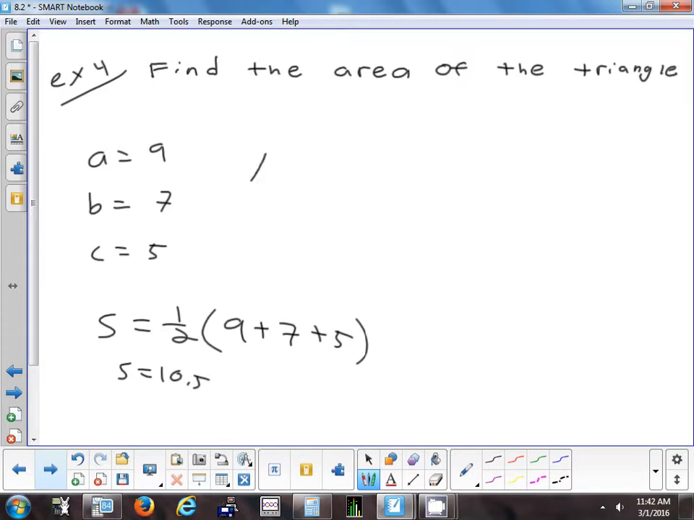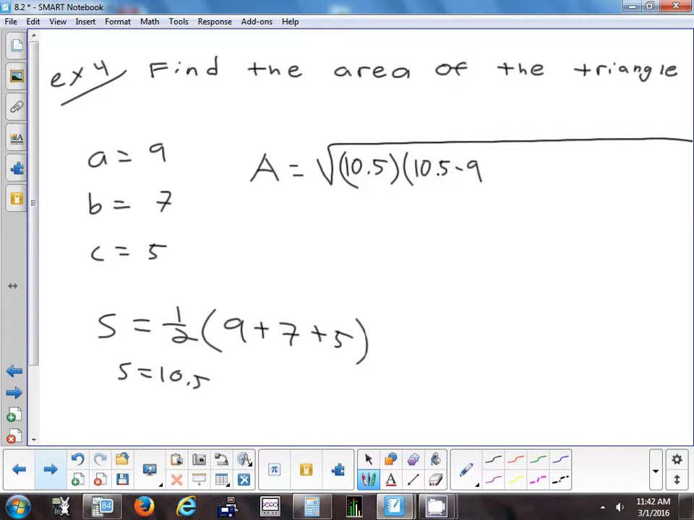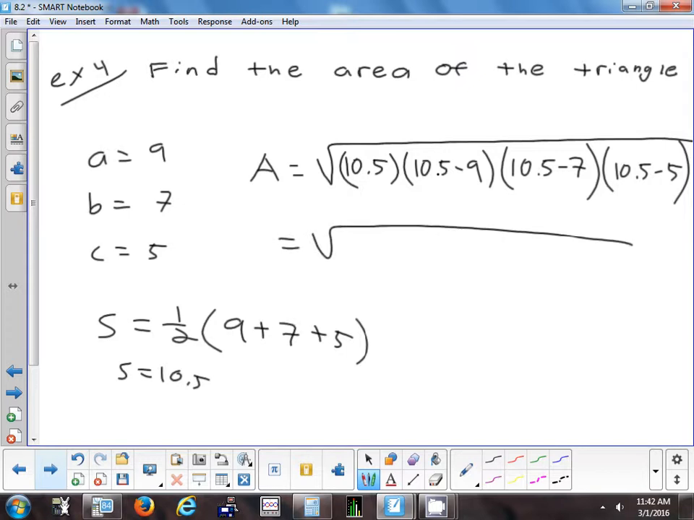All right, so the area is going to be the square root of what comes first? S. Yep, S minus the first side. S minus the second side. 10.5 minus 5. Eventually we'll need our calculator, but let's simplify a little bit here. What's 10.5 take away 9? 1.5. 3.5. And what's the last one? 5.5.